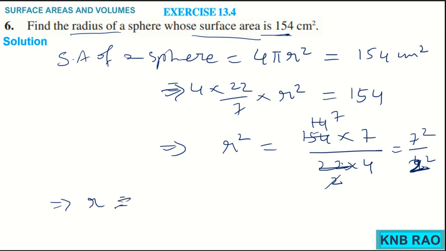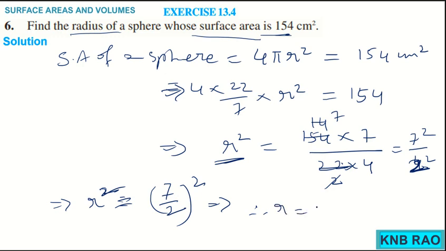So, here (7 by 2) whole square. You know the formula: a square by b square is (a by b) whole square. It implies r square is there now. So, r square is (7 by 2) whole square, therefore r equals 7 by 2, or you can write it as 3.5 centimeter. This is how we find the radius. Now, moving on to question number 7.